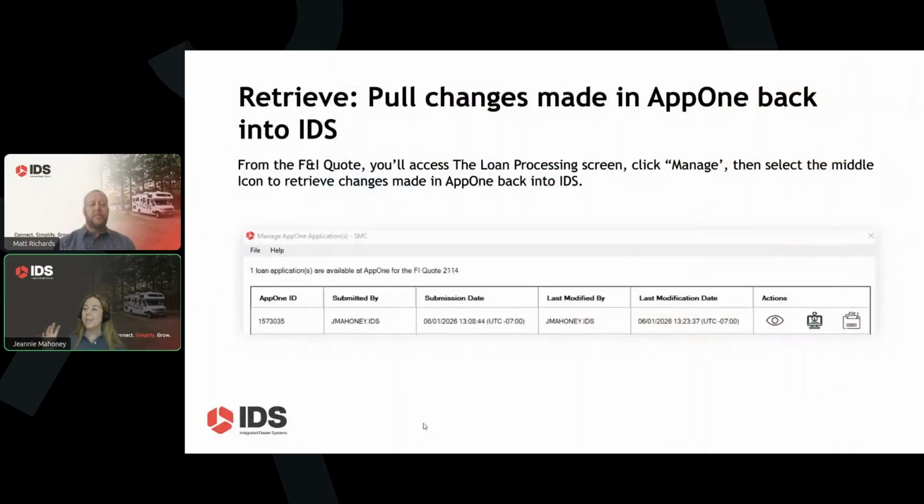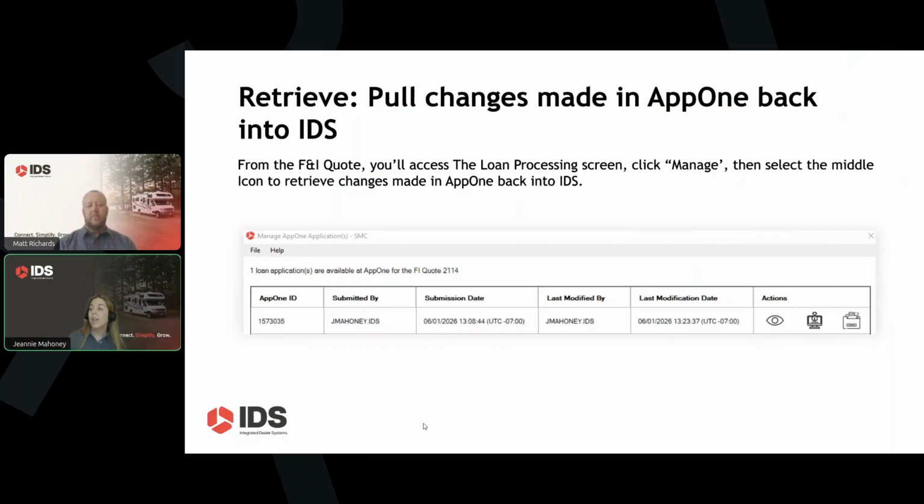So we have some added visibility now that you're going to be able to pull any changes you're making in AppOne back into IDS, review it before you pull it into the quote. And you can do that from this Manage AppOne application screen. This screen is going to be your reference point to track all previous submissions for this F&I quote. And on the left, you'll see the AppOne ID that we're pulling the changes in from. In the middle, we have some various submission log data. And then on the very right, you'll see three icons.